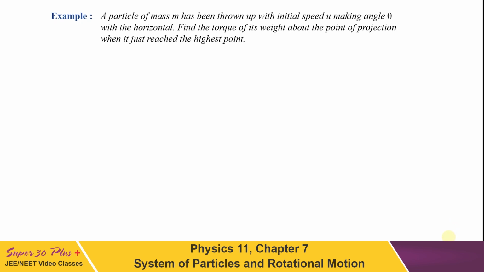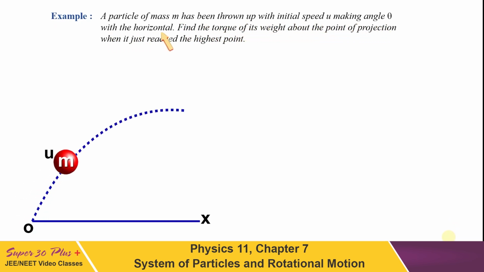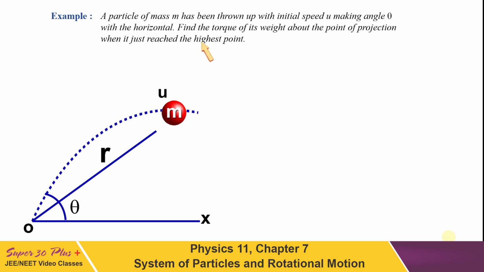One more example is there to illustrate how torque is calculated for a physical situation. This time it is the example of a projectile. A particle of mass m has been thrown up with initial speed u, making angle theta with the horizontal. Find the torque of its weight about the point of projection when it just reaches the highest point.